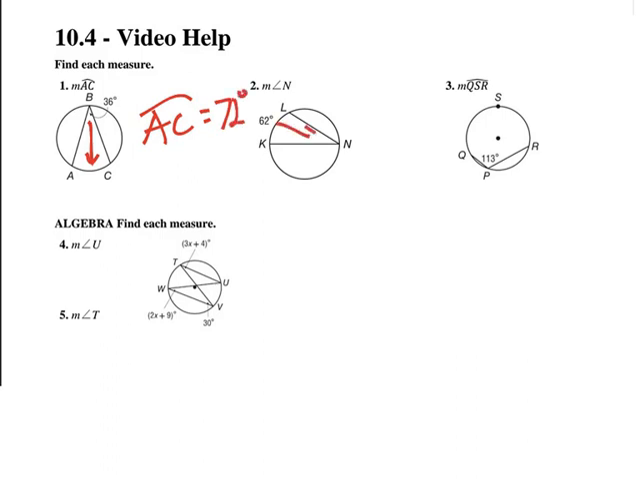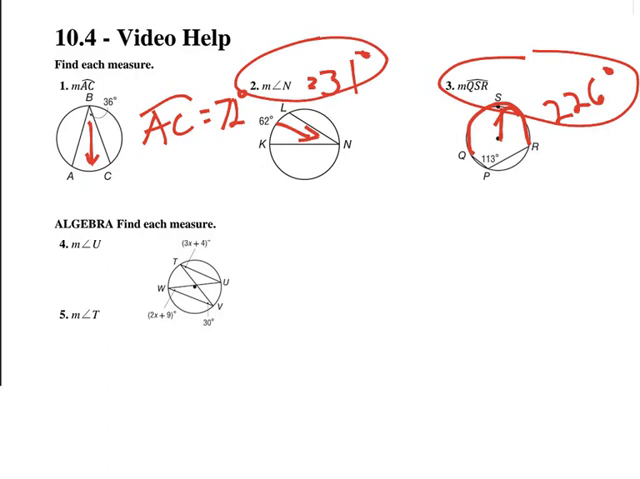Now this one I'm going backwards. I'm going to find that angle. That angle is going to be half of that, so 62 divided by 2. It's going to be 31 degrees. QSR deals with this arc, and I'm going to do half of that. Or I'm going the other way, so I'm going to do 113 times 2, which is going to be 226. So I got my first 3 answers right there.